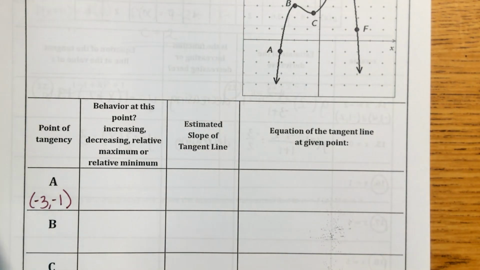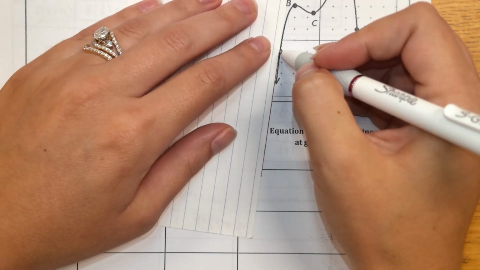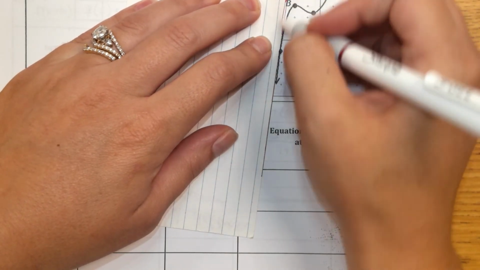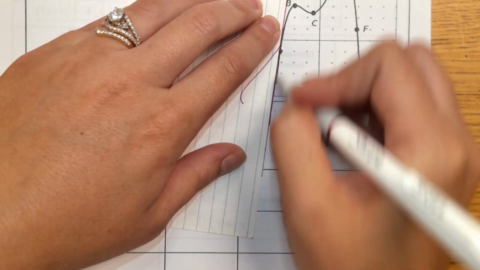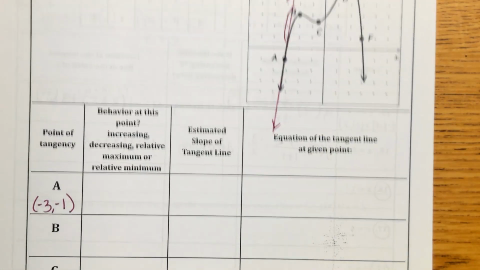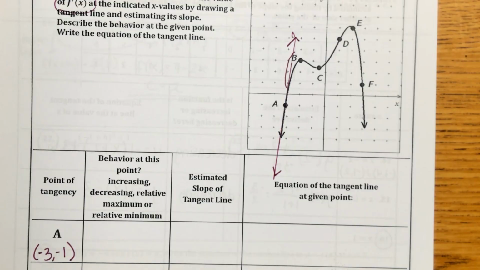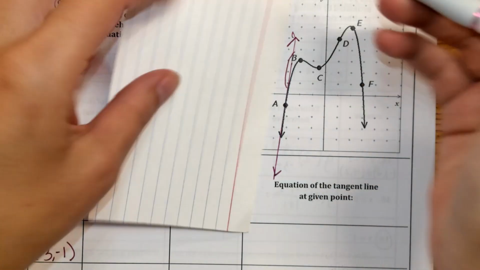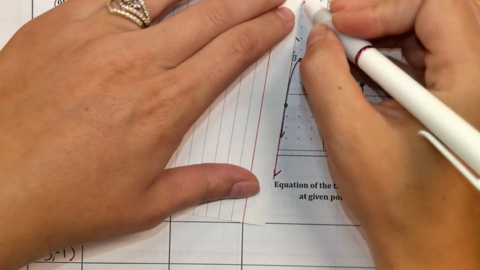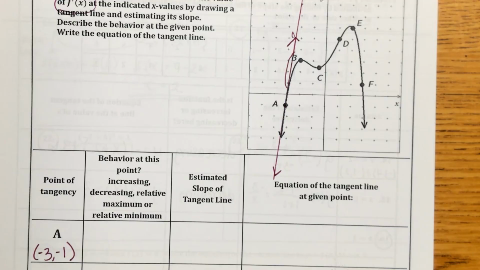Okay, all I'm going to do is I'm going to take a straight edge. Oh, whoops. That's a crappy straight edge. Don't use this one again. And I'm going to estimate my tangent line here. I should really get a better ruler.